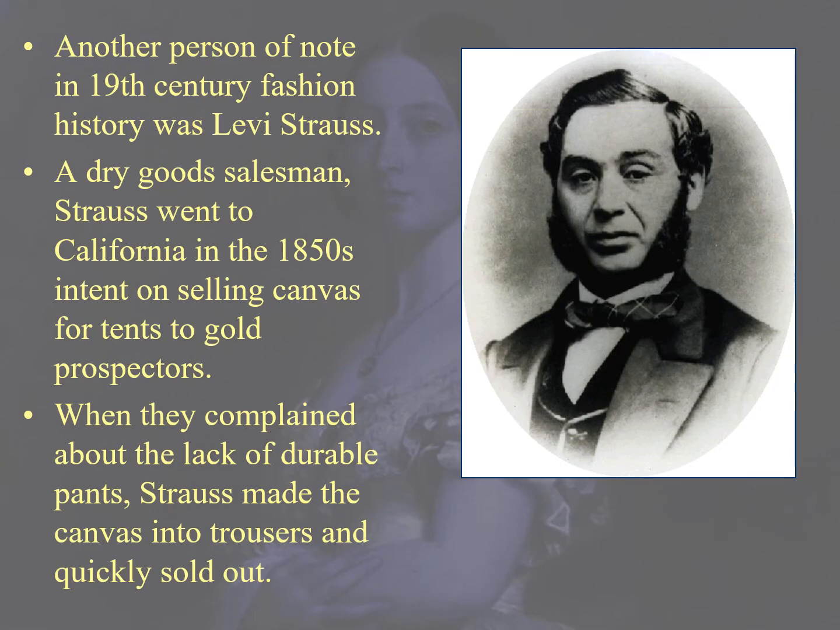Also a game changer is a dry goods salesman named Levi Strauss. Americanize it. He went to California in the 1850s. He says, I think I can sell canvas for tents to gold prospectors, 49ers. And when he got there, they said, we got tents.